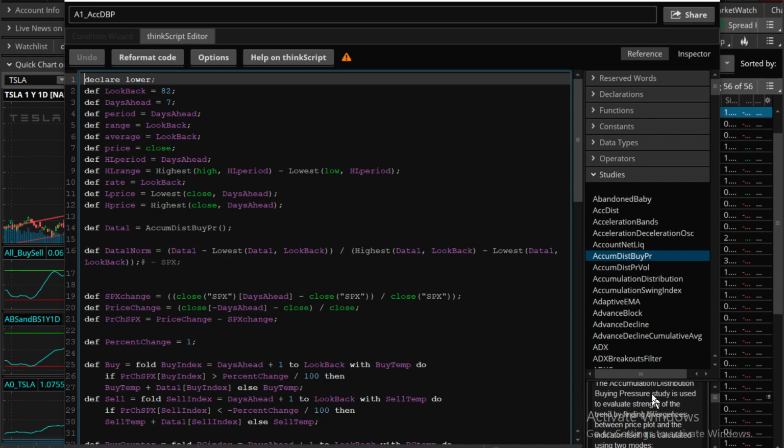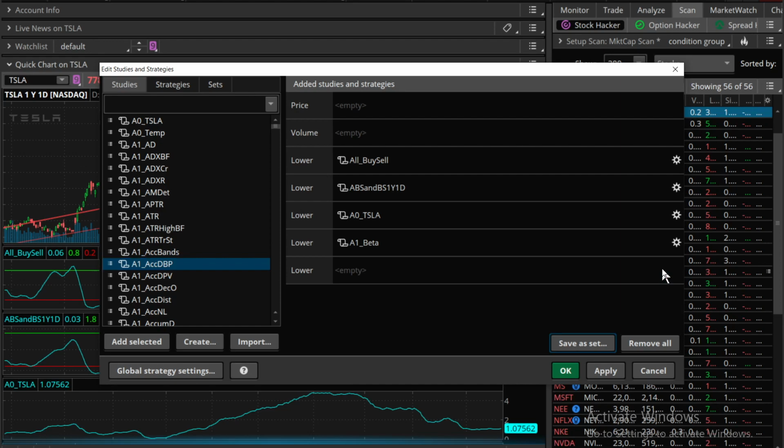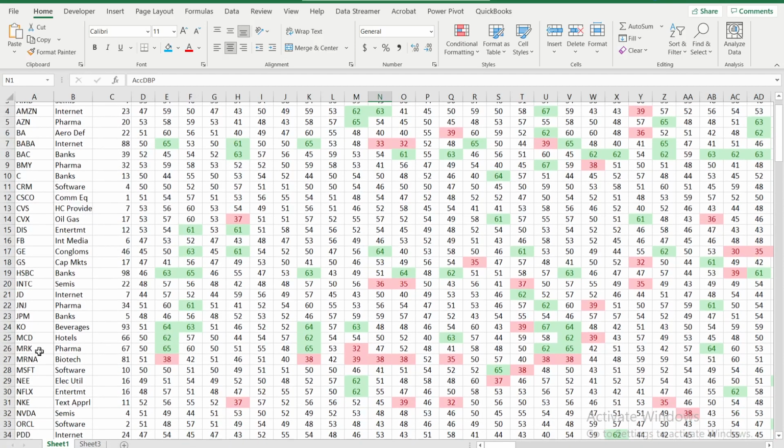Cumulative distribution buying pressure. Okay, so that over the last year was a good indicator for Apple. Now let's look at Tesla.